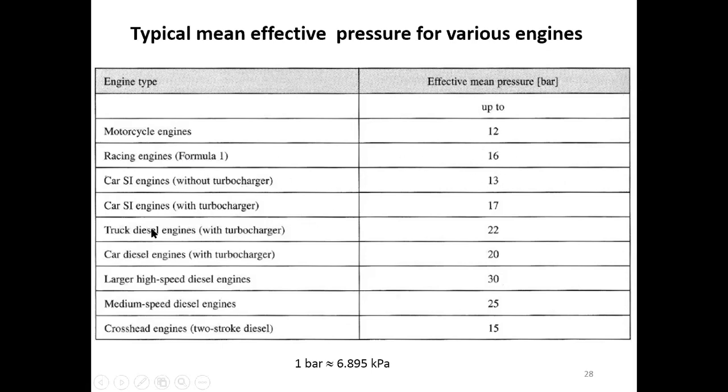And for other types of engines, SI, turbocharged and without turbocharged, for turbocharged you can go higher. For the diesels with turbocharged, for the truck diesel large engine, you can go up to 22. For high speed, you can go up to 30. But for medium speed, then you have to go lower. And for the crossheads, you have 15. That's your maximum.